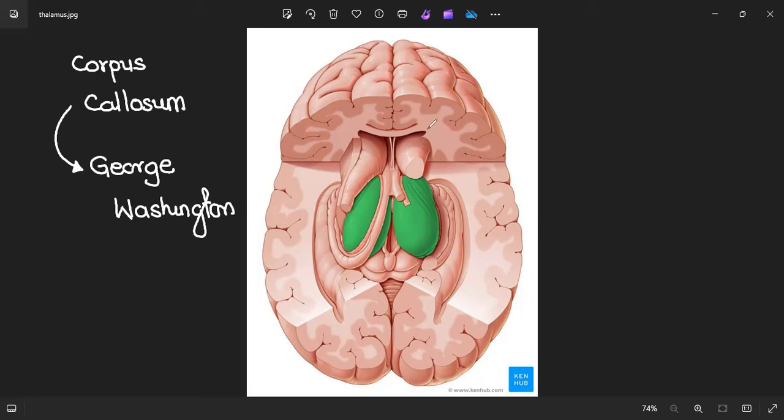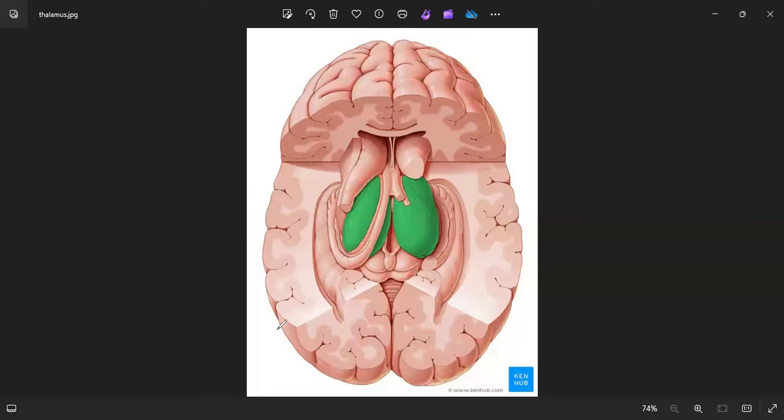This is what I wanted to actually highlight, so that in case I don't talk about it and then you are asked, you should be able to say that the corpus callosum, also called the George Washington's Bridge by the Americans, is the body that connects the two cerebral hemispheres. Okay, so now let me go to the reason why I showed this.